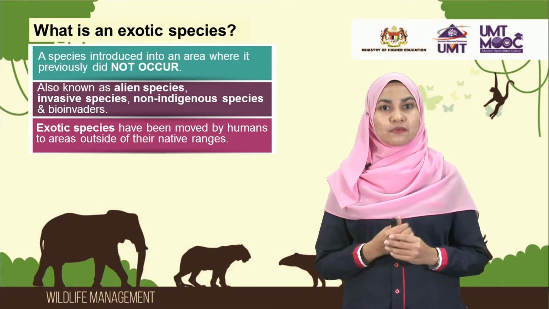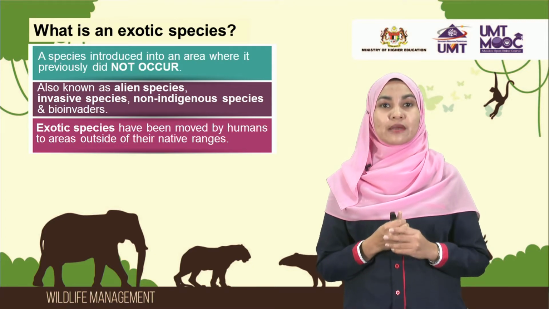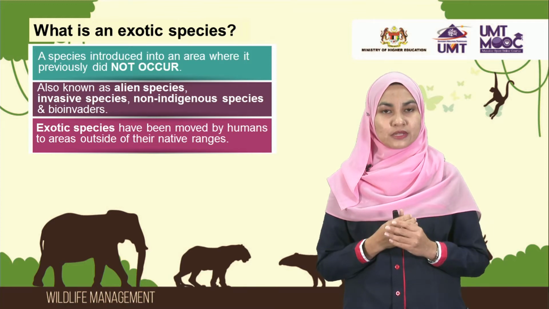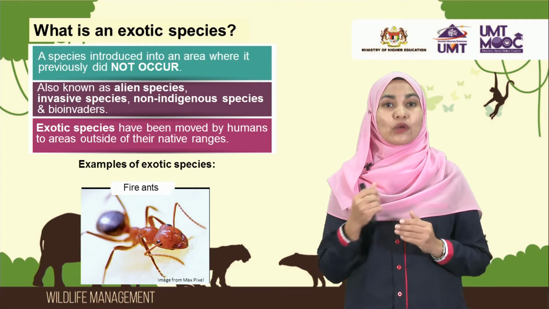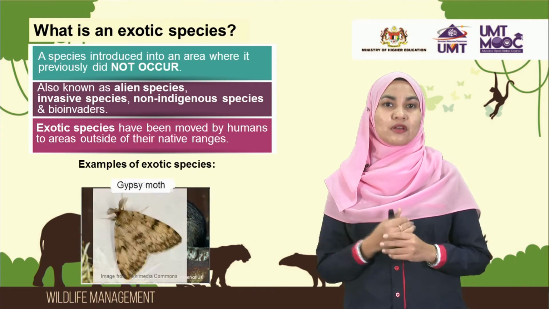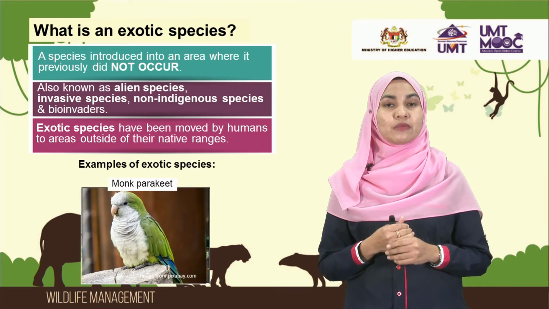Here are some examples of exotic species that can be found in our ecosystem, such as zebra mussel, fire ants, Norway rat, gypsy moth, monk parakeet, and Mimosa pudica.